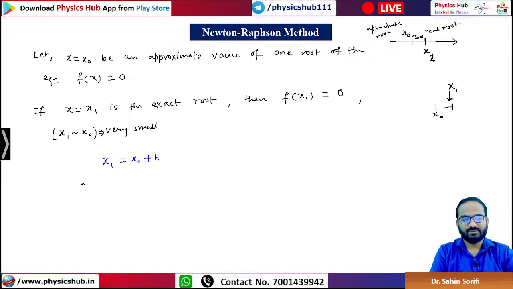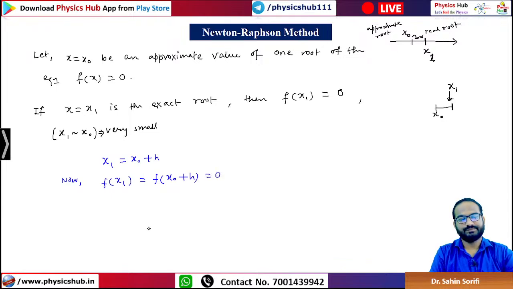So f of x1, because x1 is the real root, should be 0. It means f of x0 plus h should also be 0. Now, once we get f of x0 plus h equals 0, we can expand it in Taylor series. Expanding f of x0 plus h by Taylor's theorem.